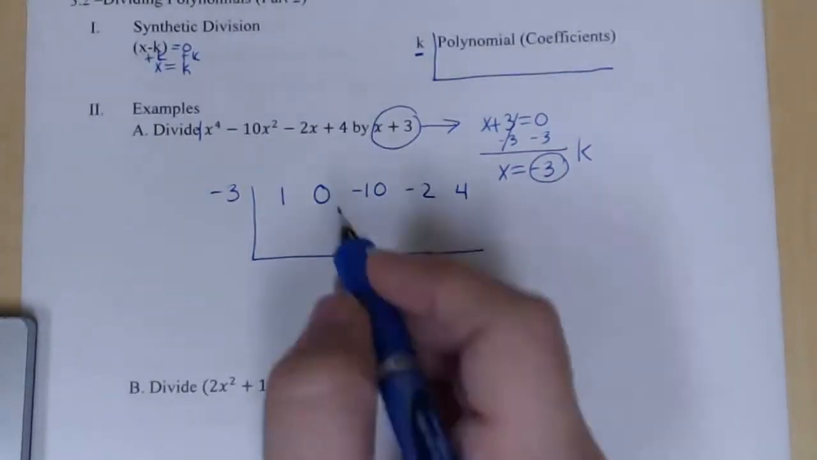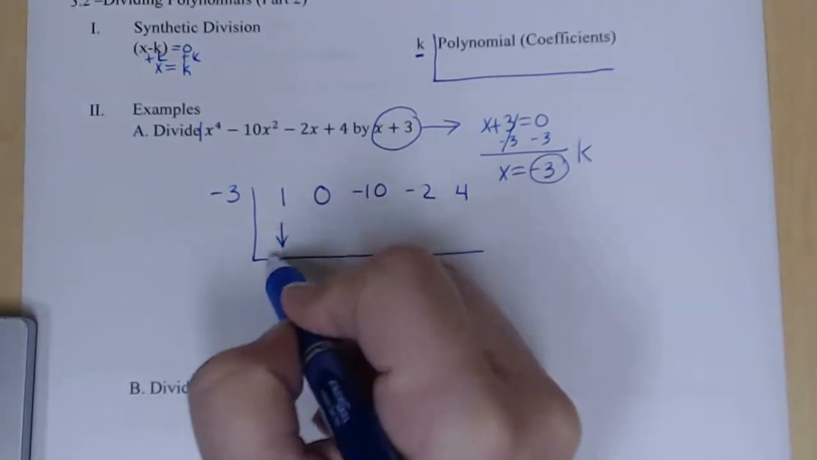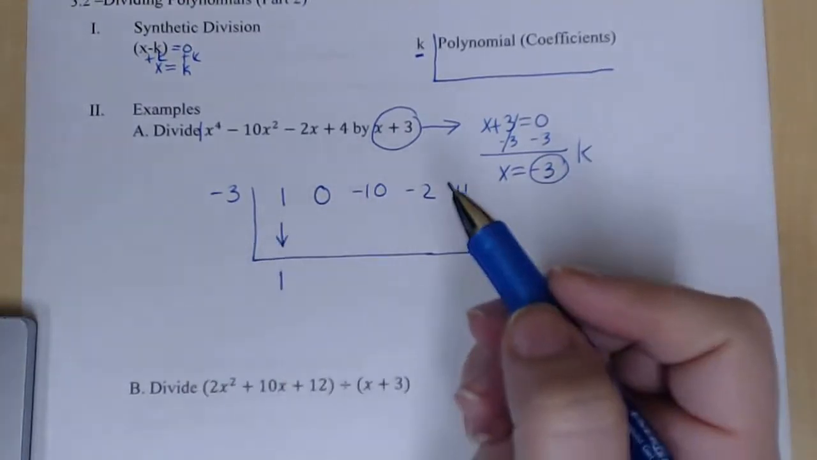So the first thing you're going to do is bring down this 1, and I would put an arrow here every single time so that you don't accidentally put a number there.